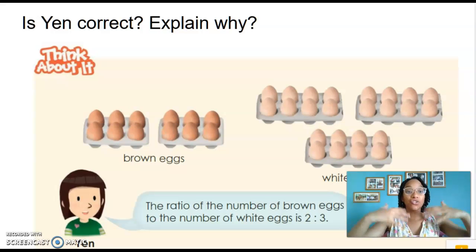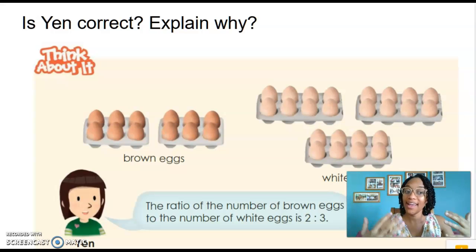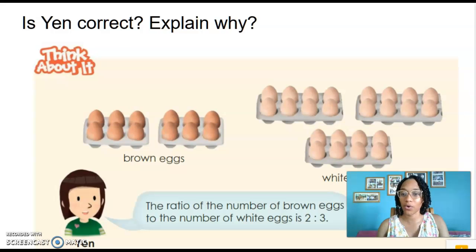We had to look at the total number of eggs on each side and then divide by the greatest common factor to find that ratio. So be wary of these little tricks as you're looking for ratios. When we're comparing 2 things, we really need to look to see if they're equal or unequal.